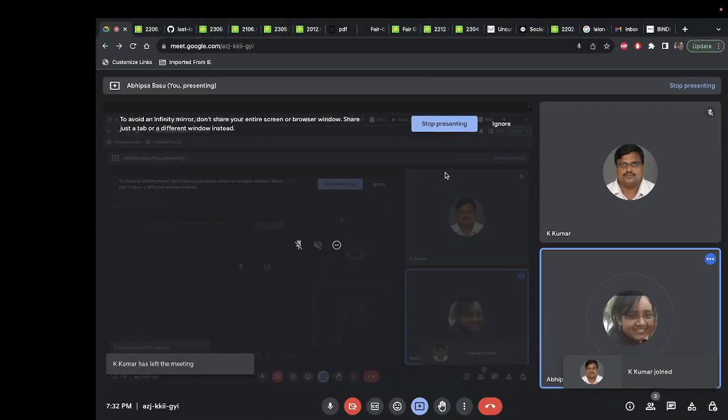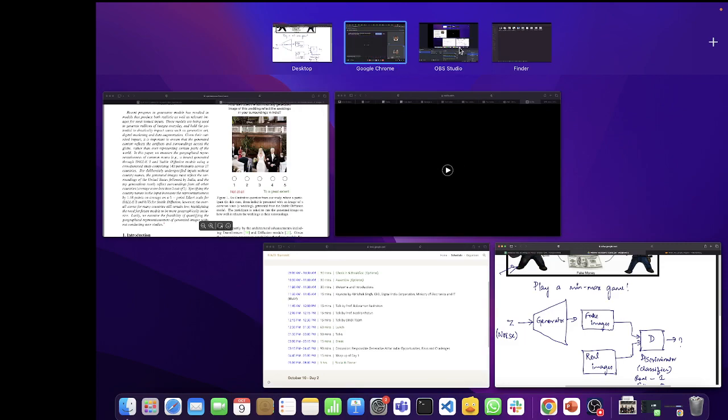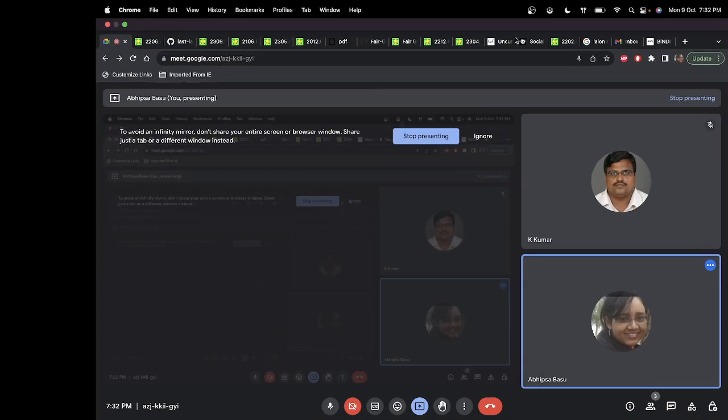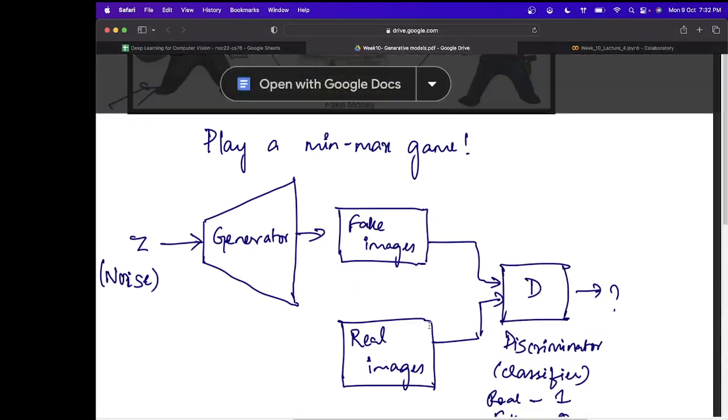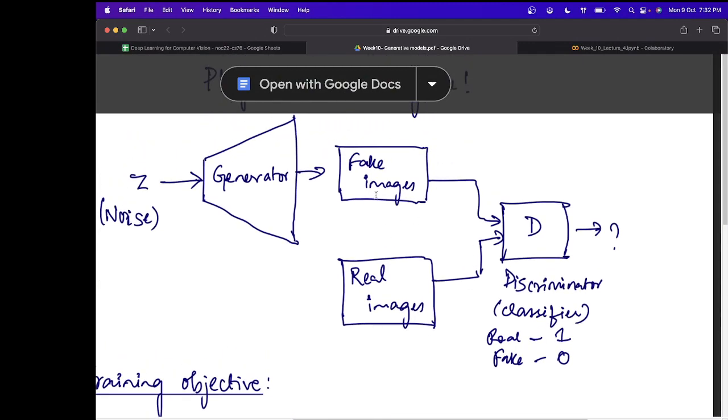Did something happen? Okay. Yeah. Oops, where were we? Yeah, there's no distinction between the fake images and the, sorry, where was I?